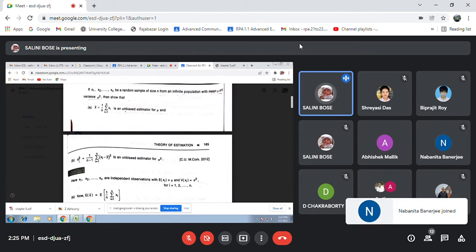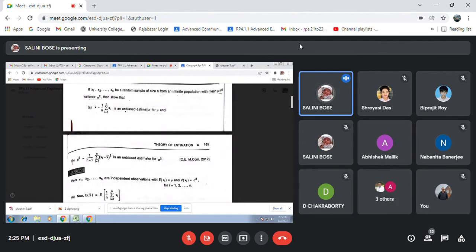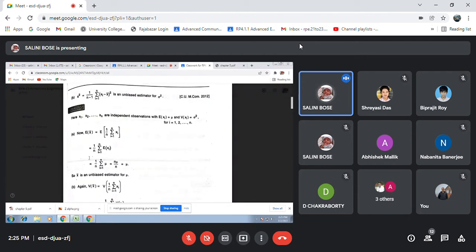And you know that s square is an unbiased estimator of sigma square. This is the sample variance, and s square is an unbiased estimator of the population variance. Sigma square is the population variance, and x bar is the sample mean, which is an unbiased estimator of the population mean. So how is this proved? You already know how to prove this; it was done in previous classes.